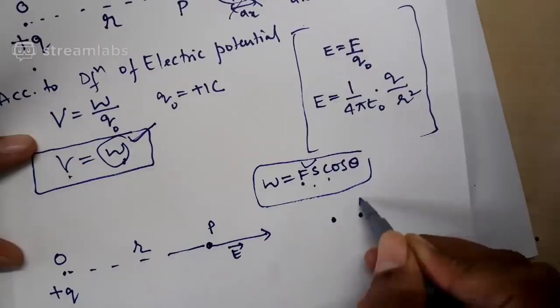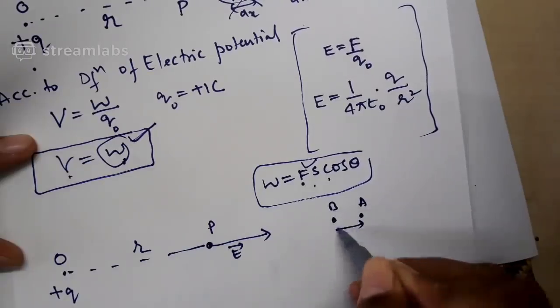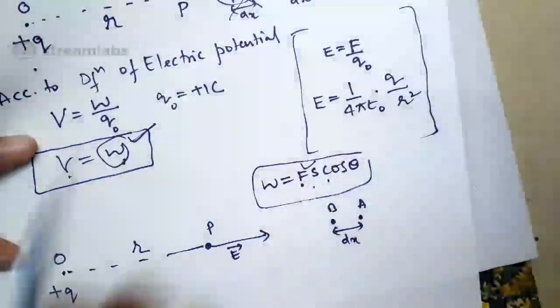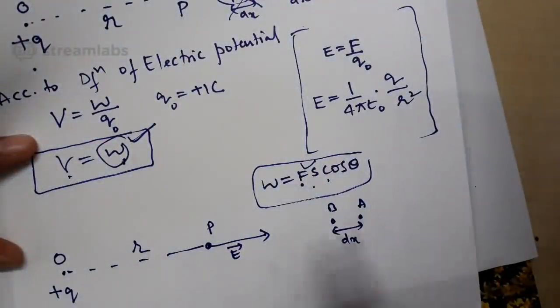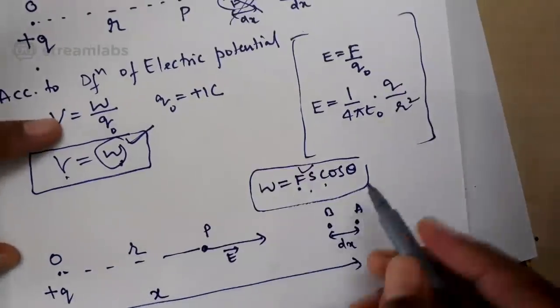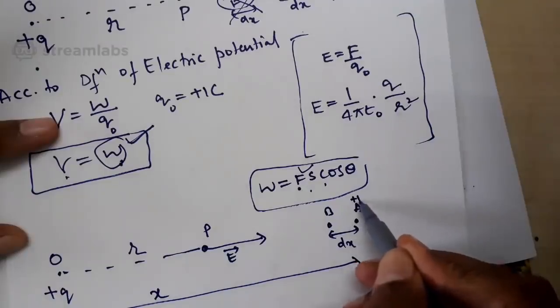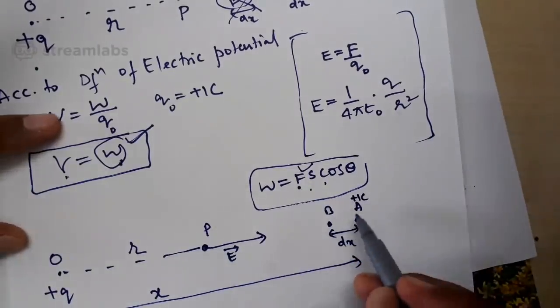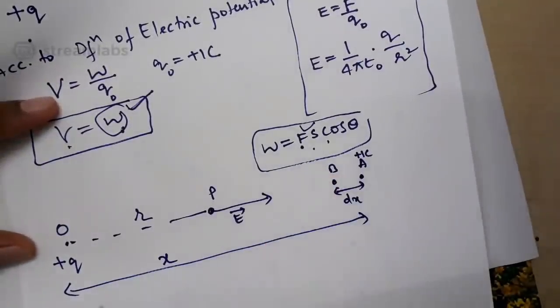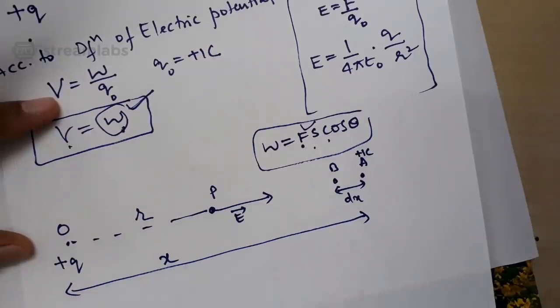I am selecting two points A and B very close to each other. Of course, I have to divide the entire distance into a number of small parts, each of equal displacement dx. I selected A and B, assuming that A is at a distance x from the plus Q charge. When a plus 1 coulomb charge is at A, is there any work done in moving it from A to B? There is a small work done.